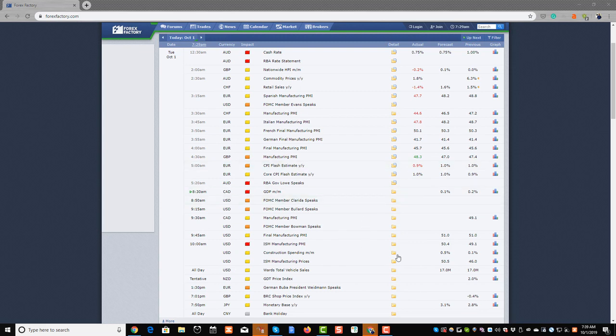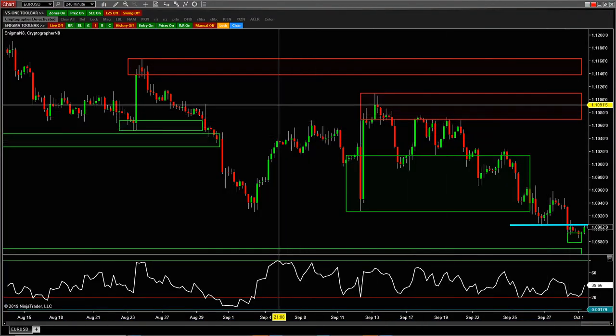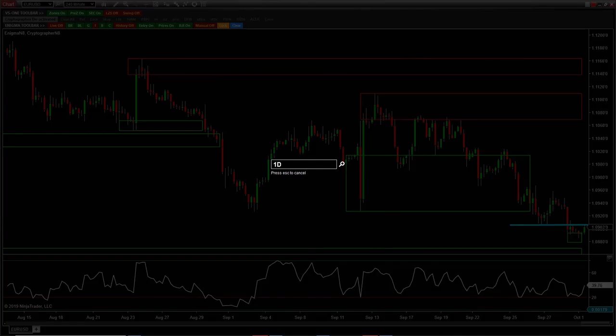We have a bunch of Fed members talking today. GDP coming out for Canada, ISM, PMI coming out for the dollar. I believe Draghi's speaking at some point today. Could be wrong on that. I thought he was. I'd have to double check. But a busy news day. But let's get started on the euro dollar, because this is the pair that intrigues me the most.